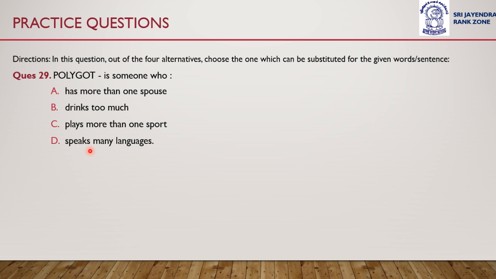Polyglot is someone who, option A, has more than one spouse, option B, drinks too much, option C, plays more than one sport, or option D, speaks many languages. The correct answer for polyglot is option D. One who speaks many languages is called a polyglot. Therefore, correct option is option D, speaks many languages.